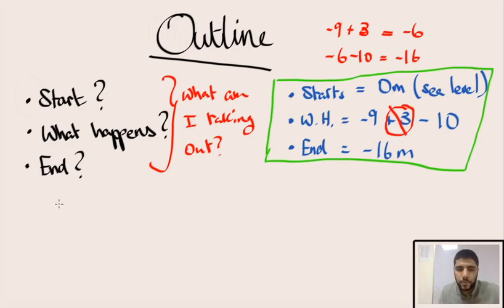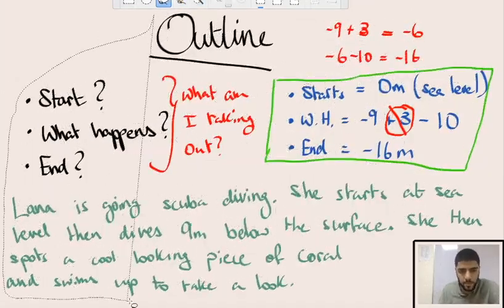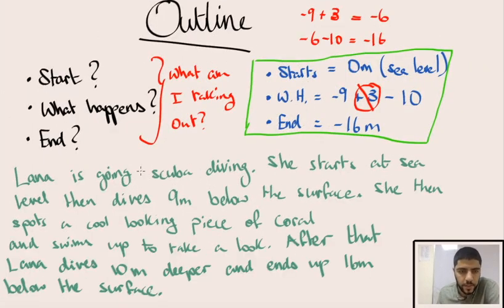So my problem would look something like this. So my question would look like this. And I had to shrink the text a little bit to make it fit. Lena is going scuba diving. She starts at sea level, meaning on the surface of the water, then dives 9 meters below the surface. She then spots a cool-looking piece of coral and swims up to take a look. After that, Lena dives 10 meters deeper and ends up 16 meters below the surface.